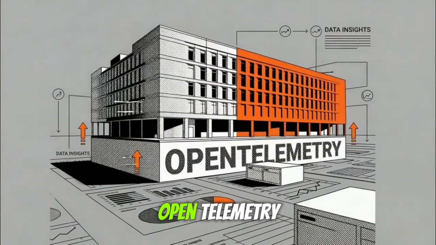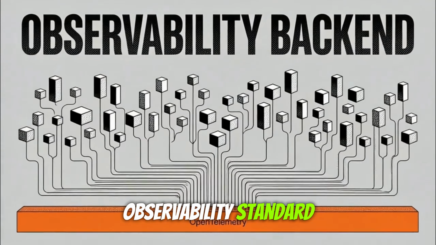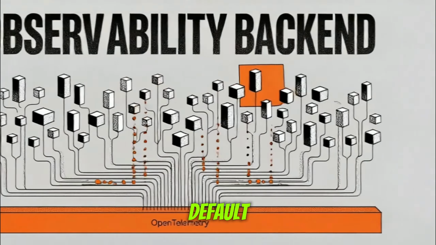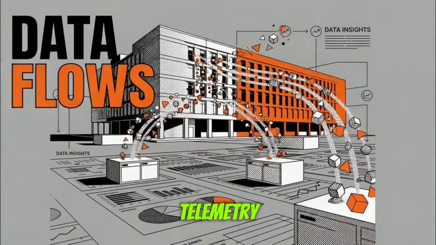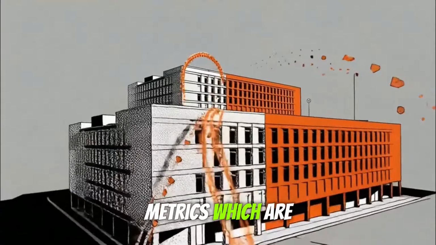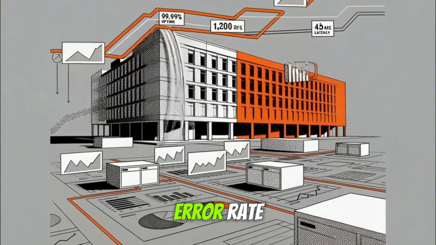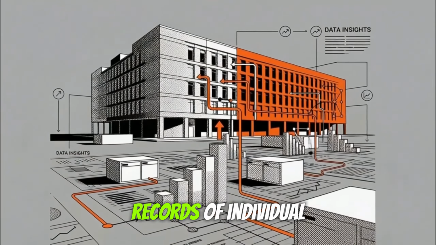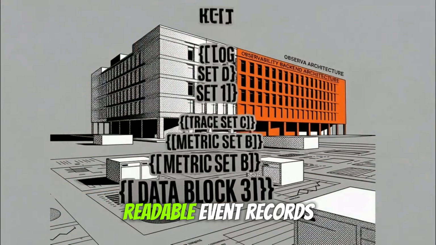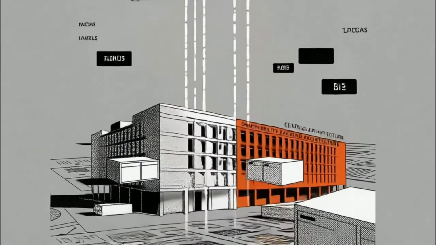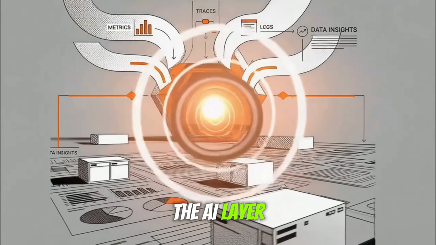The foundation is OpenTelemetry. If you are not already familiar with it, OpenTelemetry is the open-source observability standard that has become the undisputed industry default for distributed system instrumentation. Every service in your platform emits three types of telemetry through OpenTelemetry. Metrics, which are numeric measurements over time, like CPU utilization, request rate, and error rate. Traces, which are end-to-end records of individual requests flowing across multiple services. And structured logs, which are machine-readable event records from each service process. All three signal types flow into a centralized observability backend. This is where the AI layer begins its work.